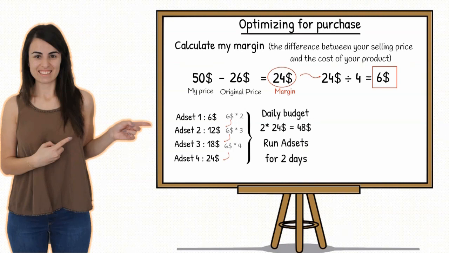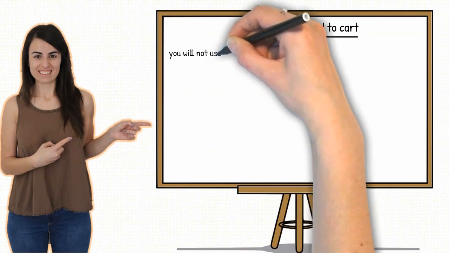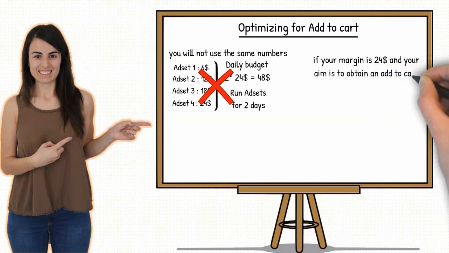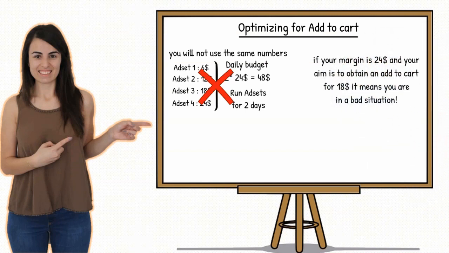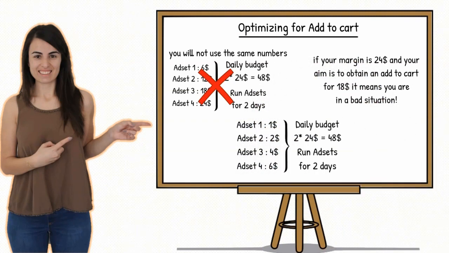Then I will run all my ad sets for 2 days. I will analyze my results, and the ad set that gives me the best cost, I will keep it running, and I will scale it, and I will kill all the other ad sets. Now, if you are optimizing for add to cart, you will not use the same numbers, because if your margin is $24 and your aim is to obtain an add to cart for $18, it means you are in a bad situation. That's why if we are optimizing for add to cart, we will use smaller numbers. For example, $1, $2, $4, and $6, and see which ad set performs better.